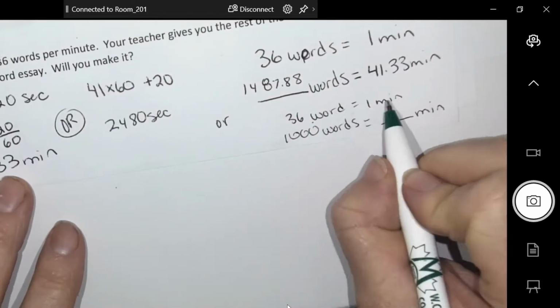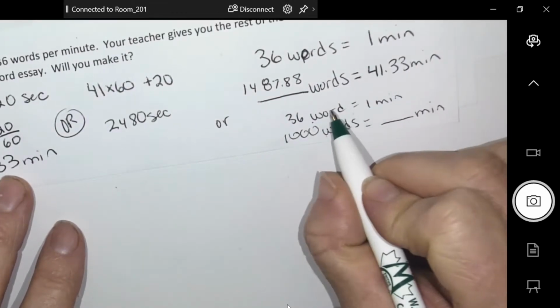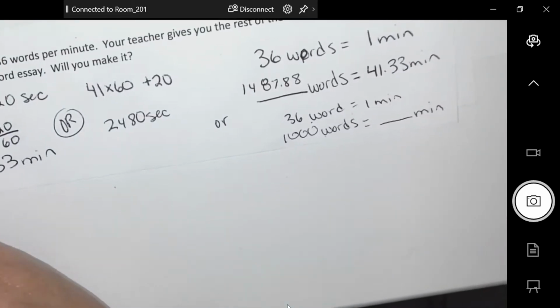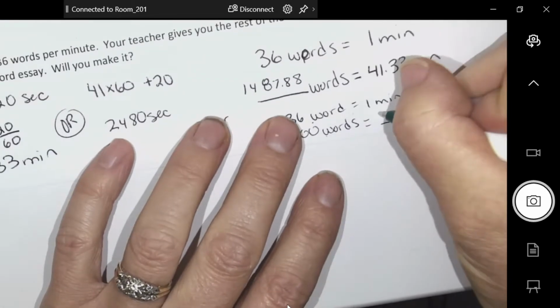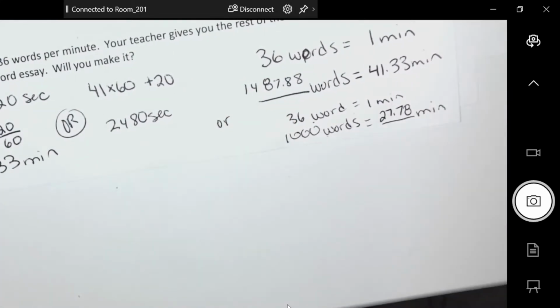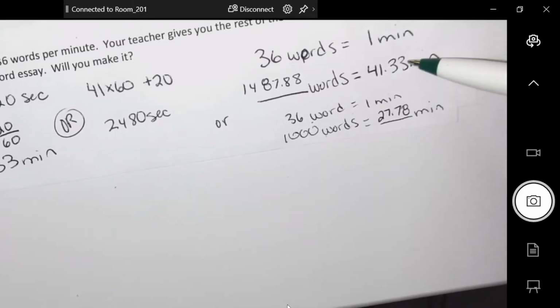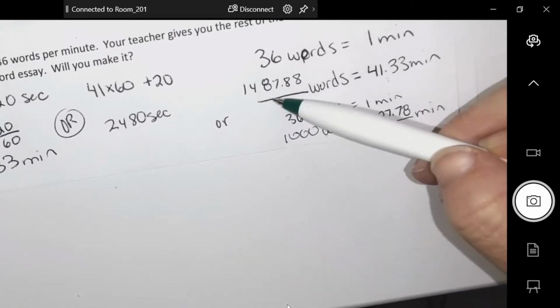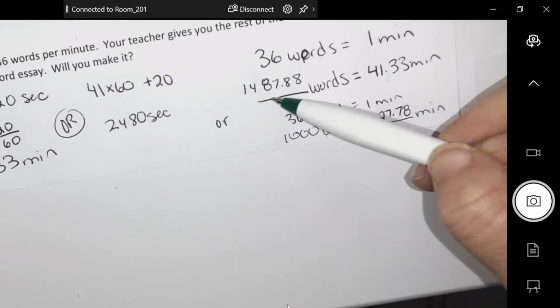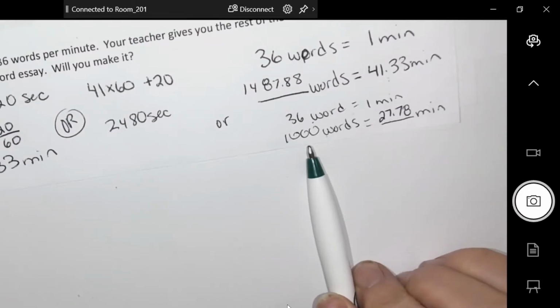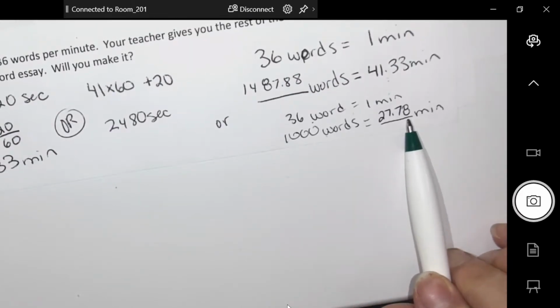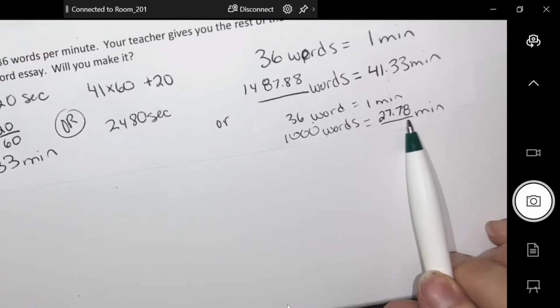Okay, so here's what I did. I did both ratios, depending on what you wrote on your paper. Just check your numbers were the same. So are you going to make it? If I did this, the person for the rest of class would get in that many words. So yeah, they're going to make it. That's over 1,000. Or if you did it this way, you would say the time it took was less than the class time. So they made it.